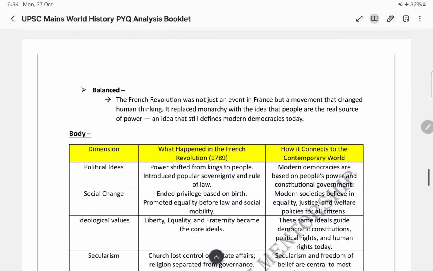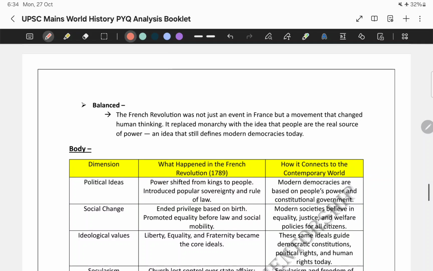And the final way is a balanced approach. So, how can you introduce your answer in a balanced form? You can simply write like this: the French Revolution was not just an event in France, but a movement that changed human thinking. It replaced monarchy with the idea that people are the real source of power, an idea that still defines modern democracy today. So this is also another way how you can introduce your answer.